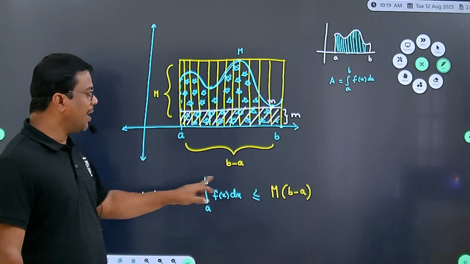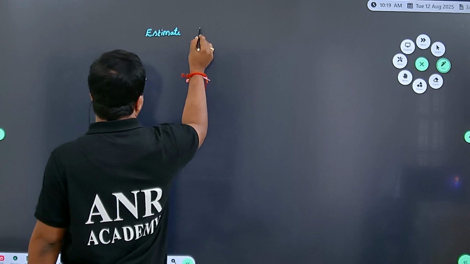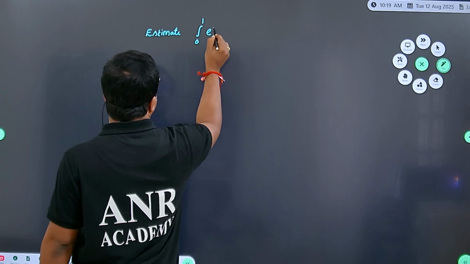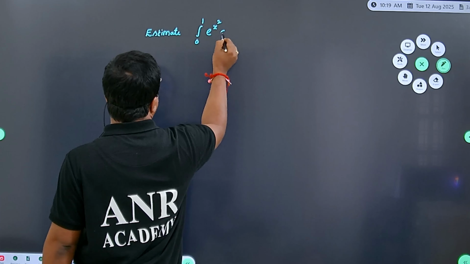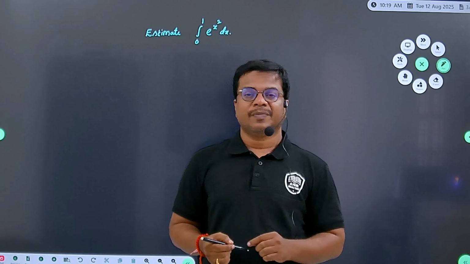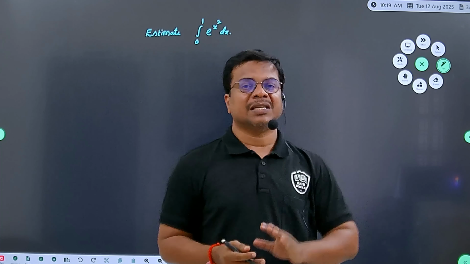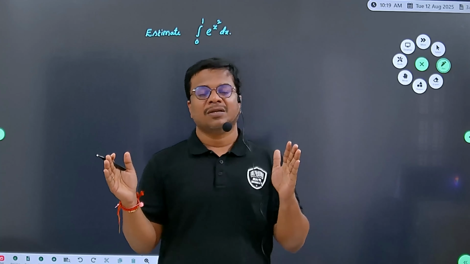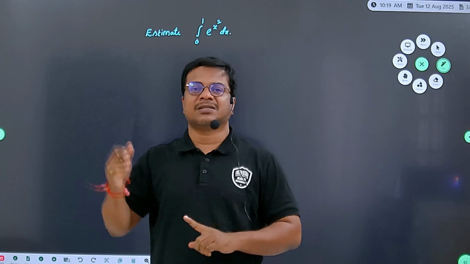Let us discuss an example. Suppose you have the question: estimate integral 0 to 1 e to the power of x square dx. This is the question. Integration of e power x square, in general, it is not possible to find, but we can estimate the result. That is, you can estimate the maximum value and minimum value. In between them there is a chance.